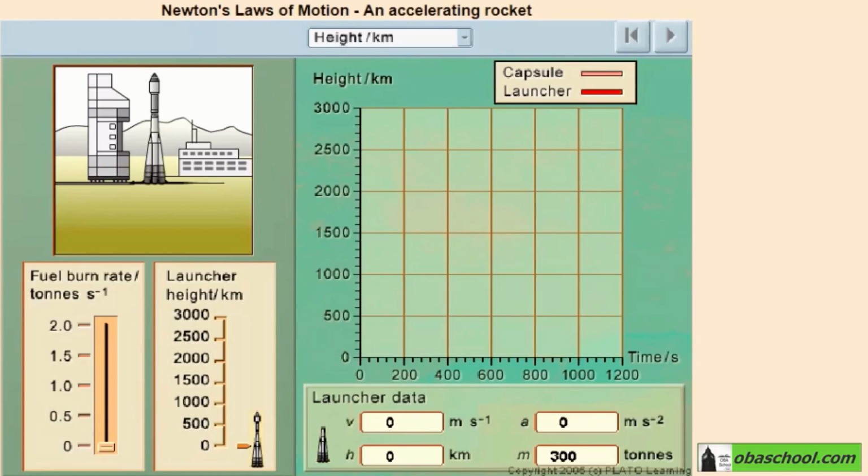Hello everyone! In this simulation, we're going to investigate Newton's second law of motion in an accelerating rocket. Here you can see a rocket consisting of a launcher with a capsule on top. The launcher carries a lot of fuel. We can control the rate of the fuel burnt.